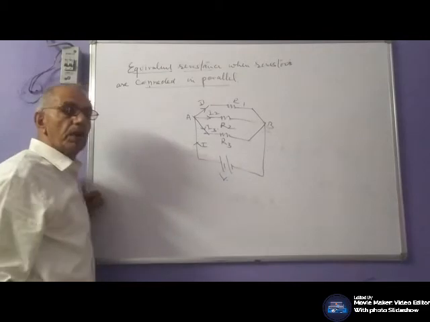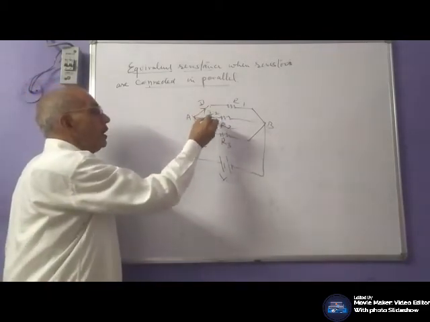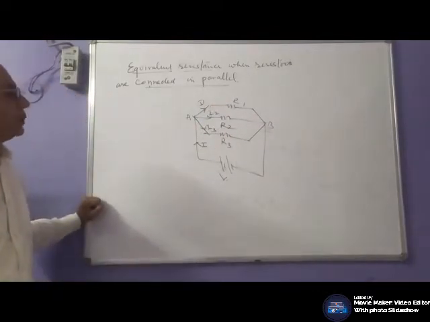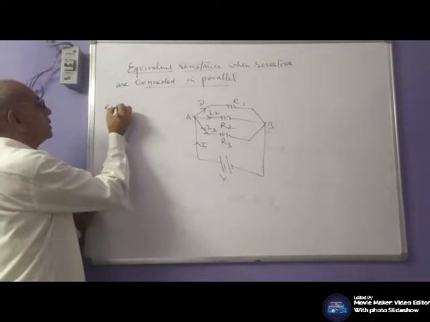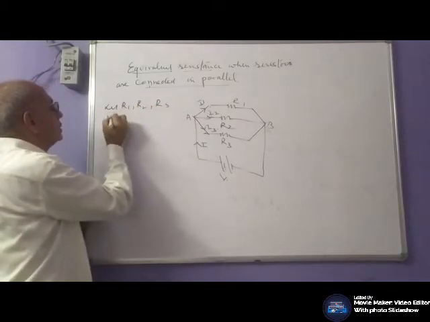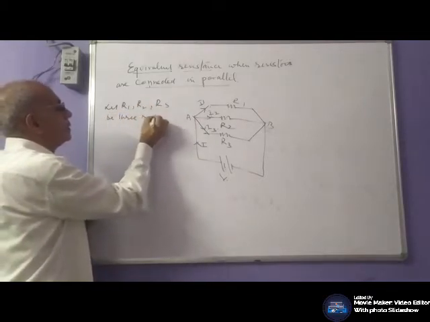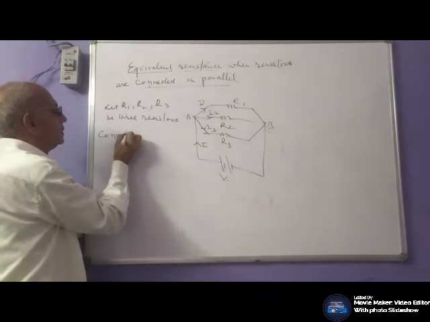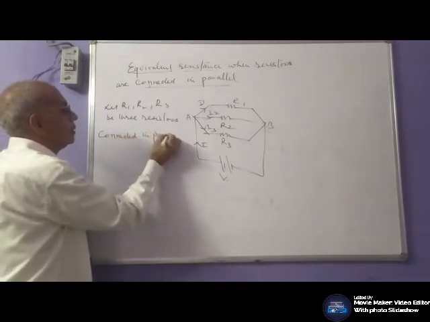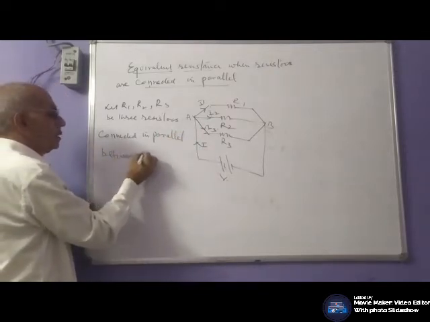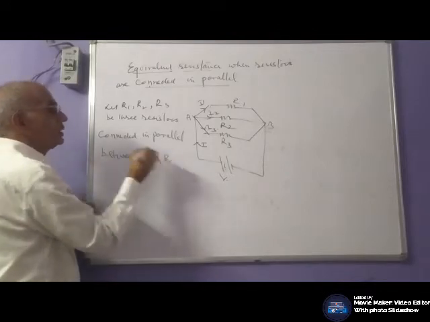For series there was a single path. For parallel, when there are many paths for current to flow between two points, then resistors are said to be connected in parallel. Let R1, R2, R3 be three resistors connected in parallel between A and B.